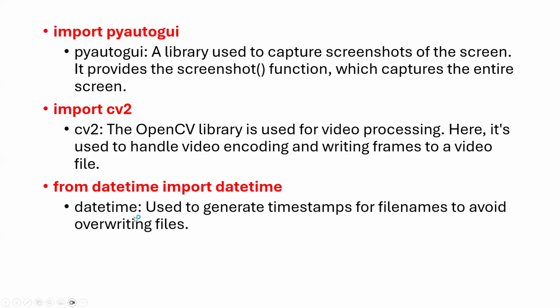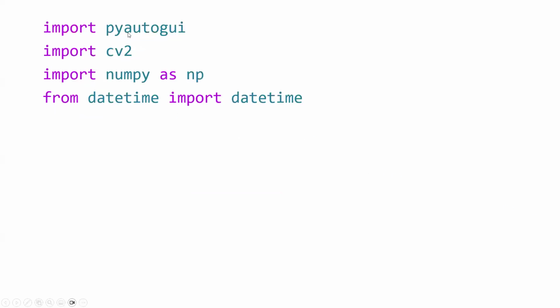And then we'll be using the date timestamp so that when I take the image at this time, I'll know the time at which I took it. The date timestamp will help us to take the time in the system. That means we are going to be importing these items: we'll be importing pyautogui, we'll be importing CV2, we'll be importing NumPy as NP, and then we'll be importing date and time from the datetime package we have on our computer.